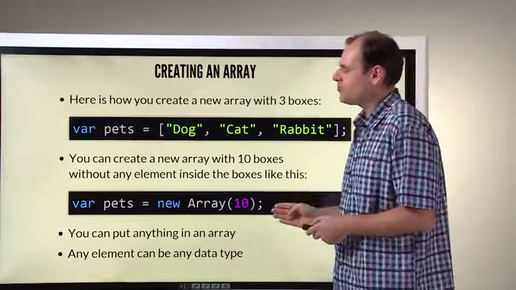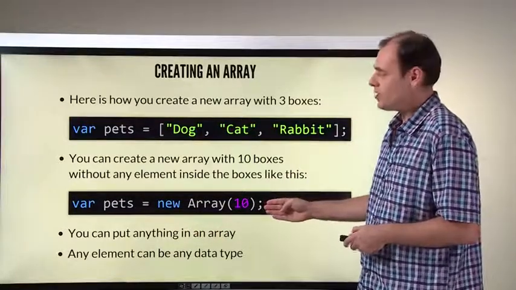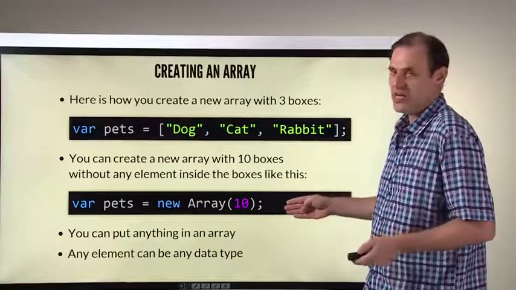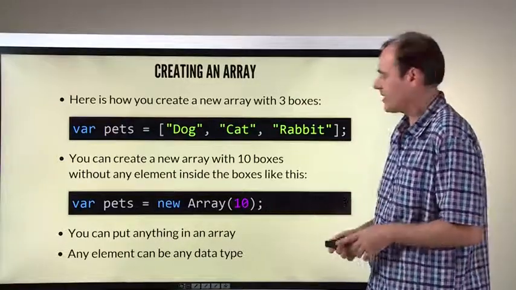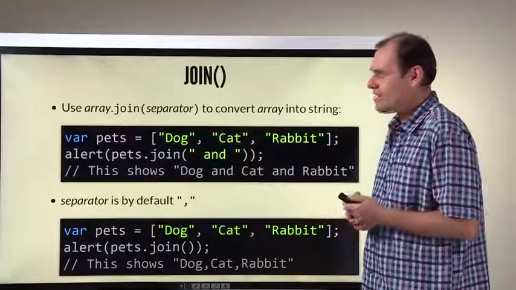Here's another example. We're creating an array. It has 10 items, but we haven't actually put anything in that array. Okay, so there's just 10 empty boxes, if you like. So let's look at some things you can do with arrays.